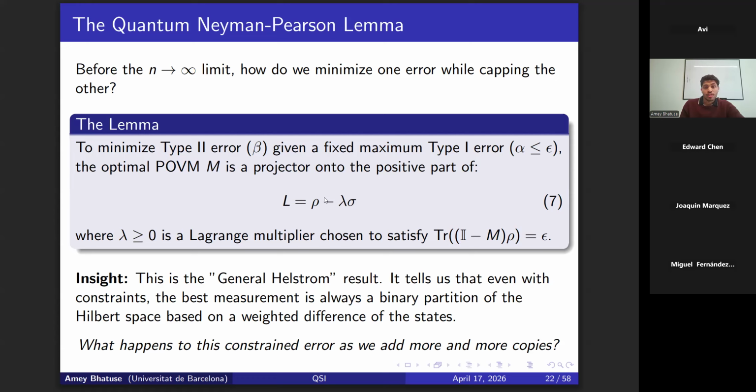And this is very insightful because it helps us create better exponents, where we don't need to consider that we are only having one error and we are capping another error. So what happens to this constrained error as we add more and more copies?